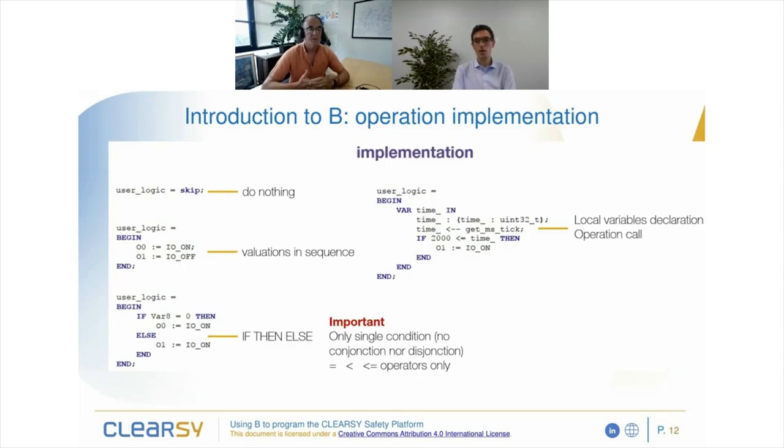And for the implementation, you can say do nothing, meaning that you modify nothing. It can be variations in sequence. You can use if then else. You can use local variables declarations we have already seen, and operation calls.